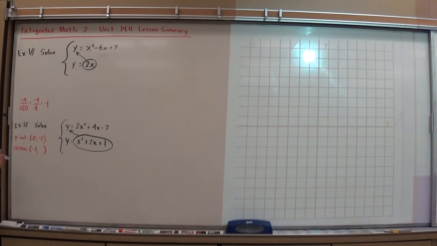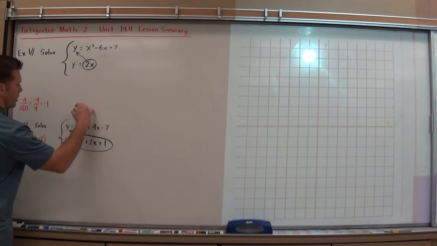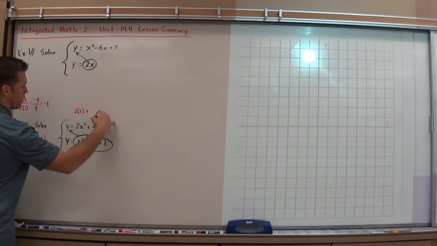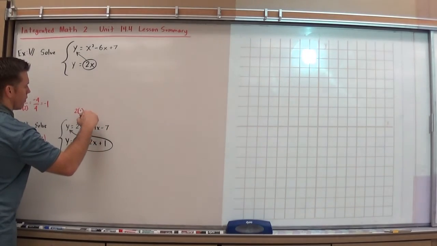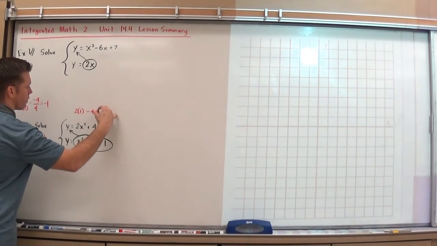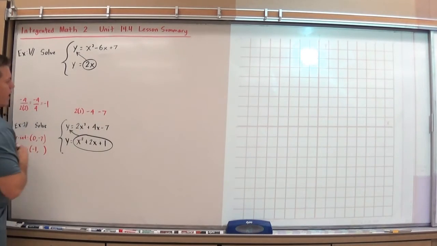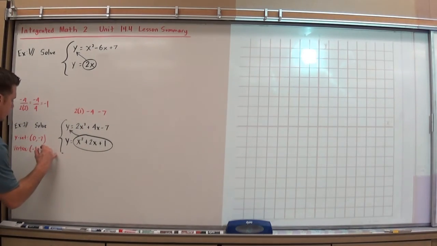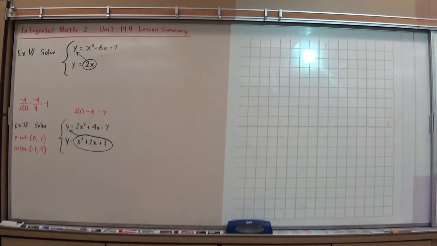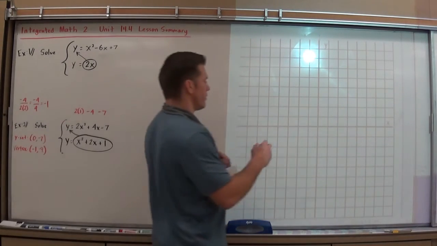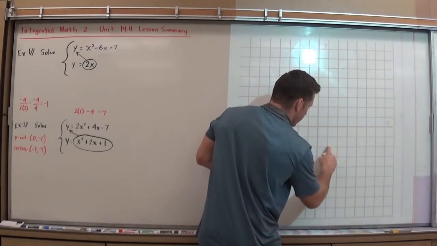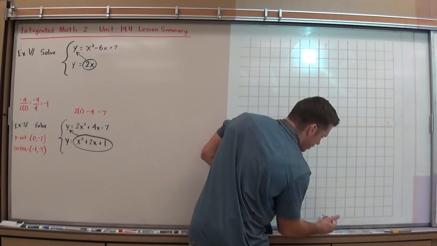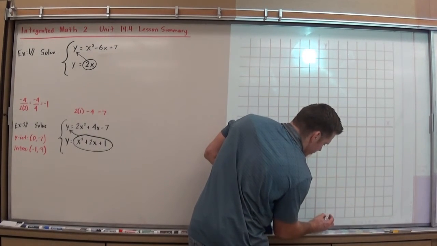I plug that -1 in. -1 squared is 1, so it's 2 times 1. -1 times 4 makes it a -4, and a -7. 2 minus 4 is -2. -2 minus 7 is -9. So there's my vertex. Let's plot that first bit of information. 1, 2, 3, 4, 5, 6, 7, 8, 9. That's about as low as I can go.